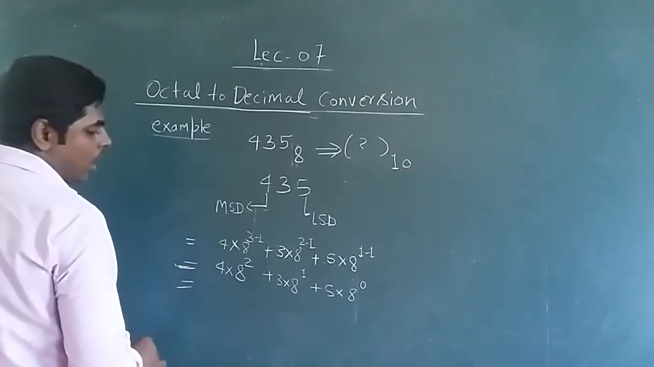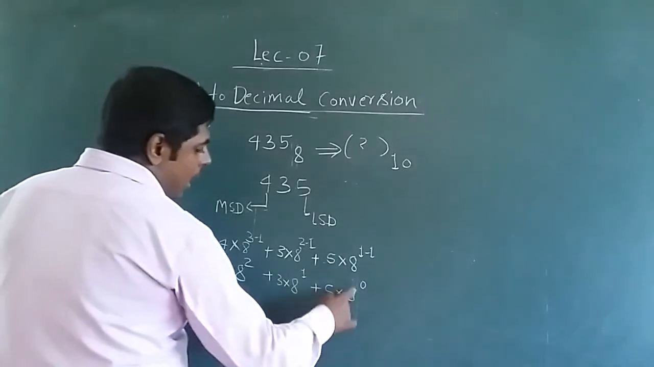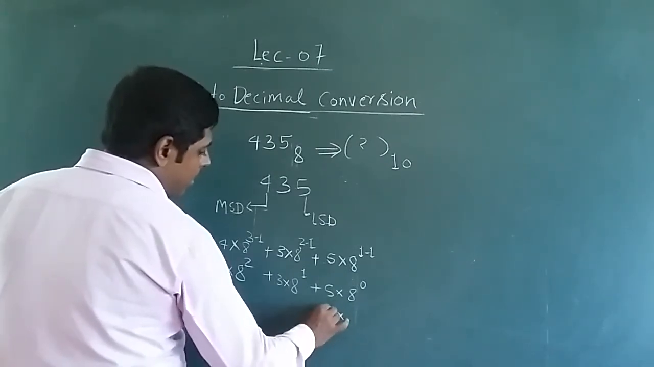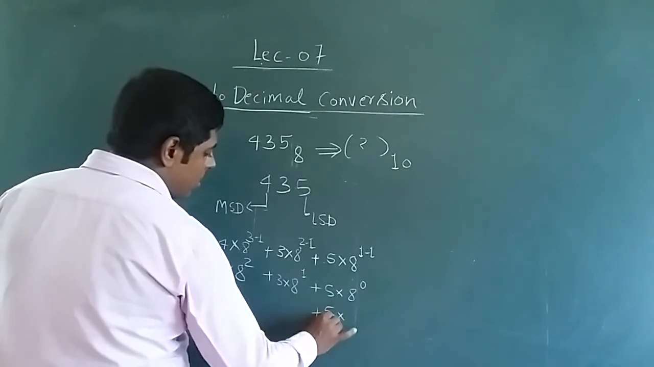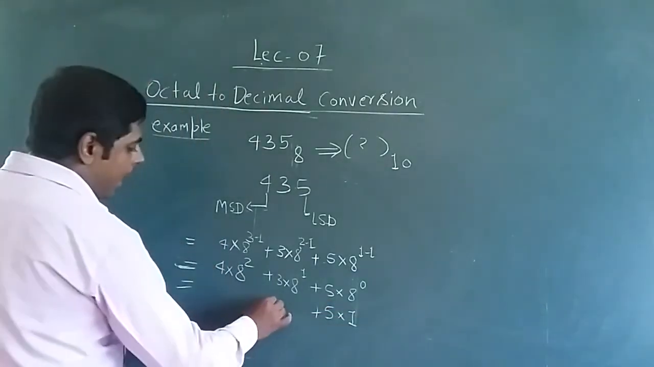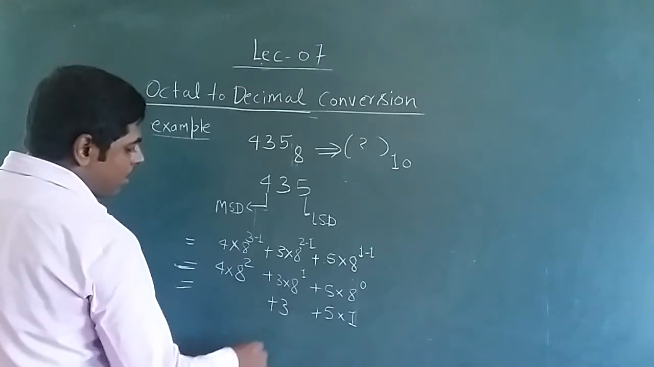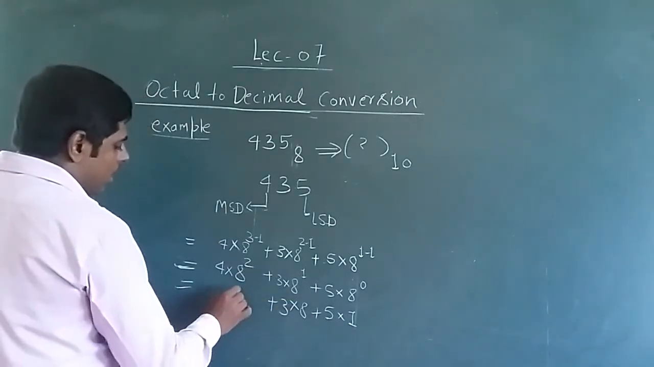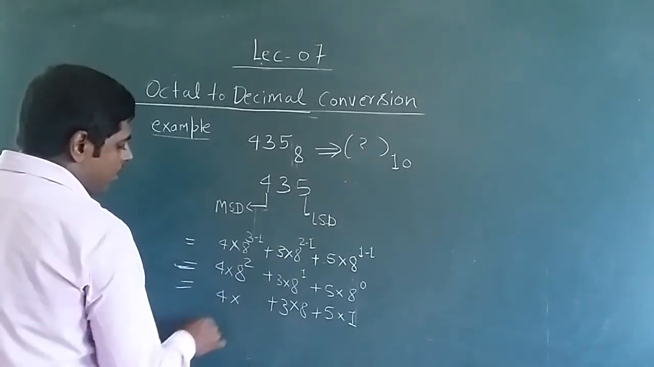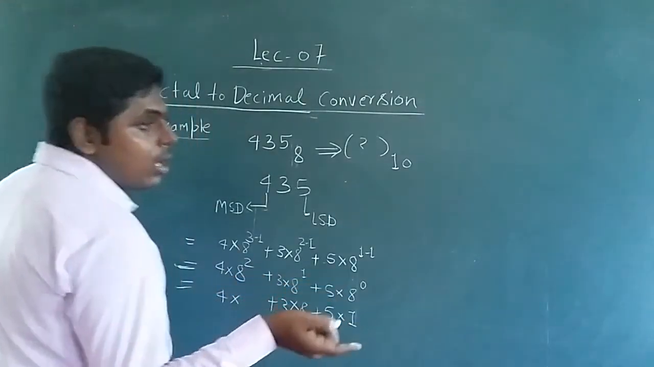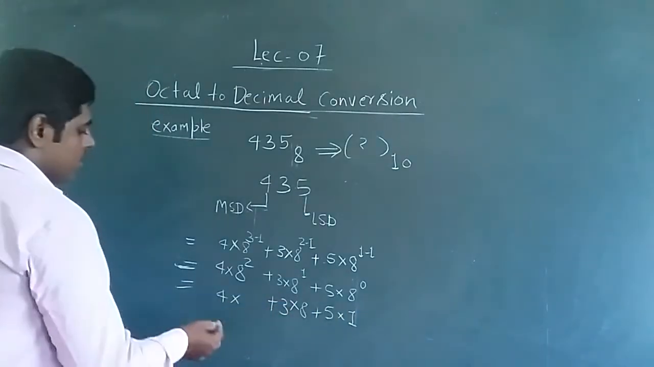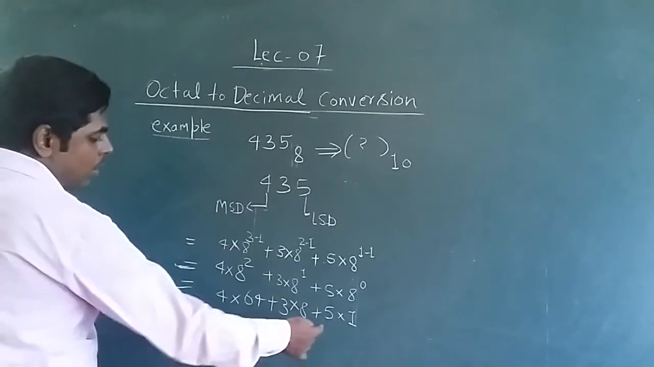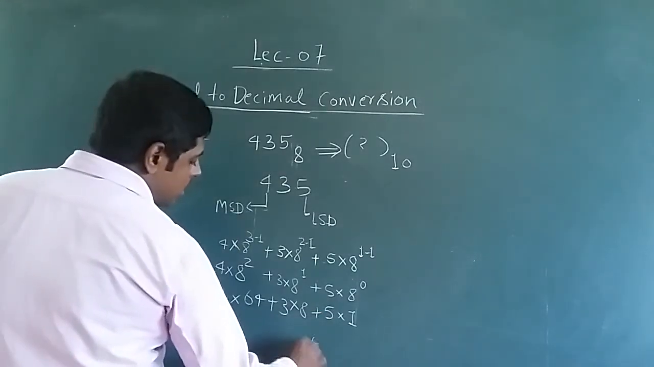Now 8 power 0, as you know, will be equal to 1, and 8 power 1 is 8. Next, 8 power 2, as you know 8 into 8 is 64, so we will write here 64. Now multiply these digits.